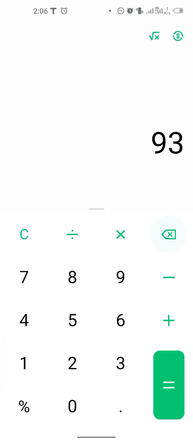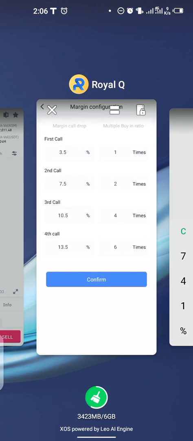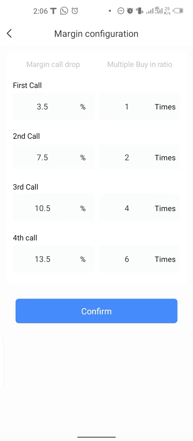So it means that 1 times 15, that is 15. Then the next one is 30. 30 plus 15, that is 45. So 93 minus 45, it means I still remain with 48. So it means number 1 and 2 are cared for.